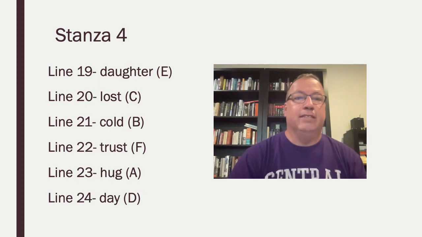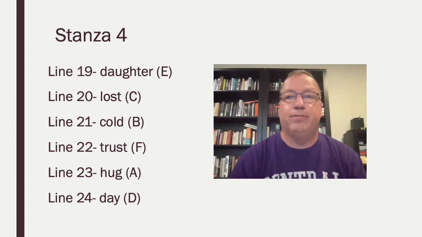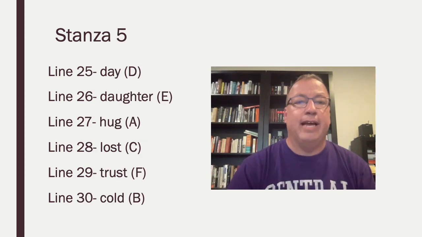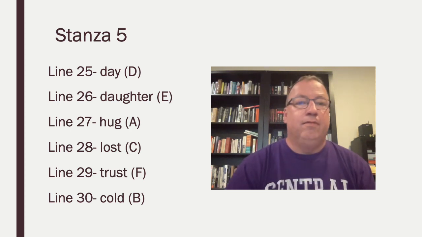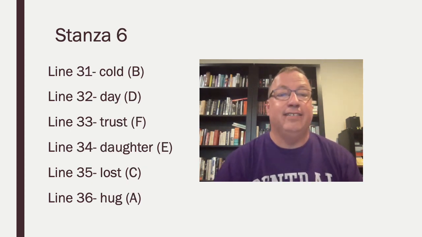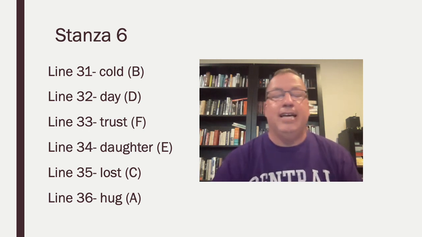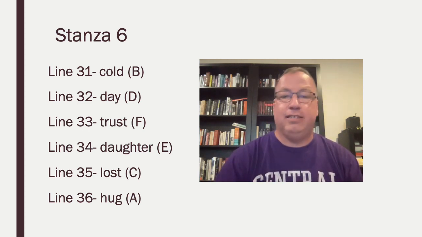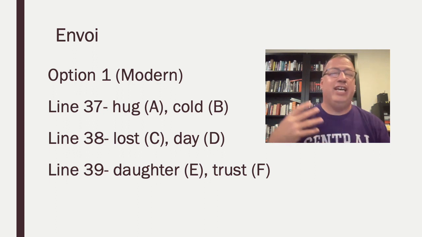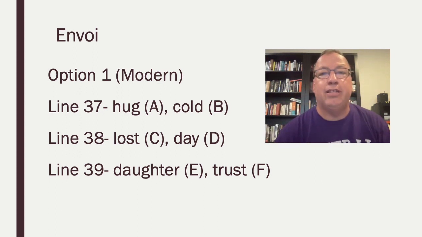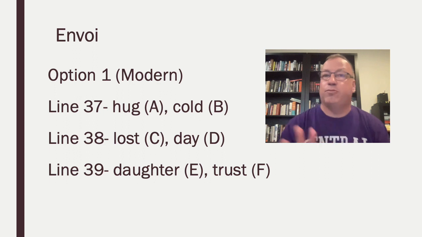Okay, so stanza 4, you'll see then E jumped up. Okay, stanza 5. And then finally stanza 6. Okay, now the envoy has a couple of options. The hard rule actually is just that in the last 3 lines you have all 6 words. You have 3 of them at the end and then 3 of them in the middle.